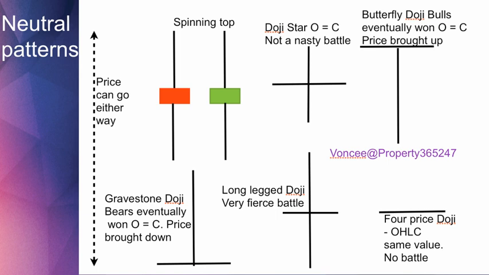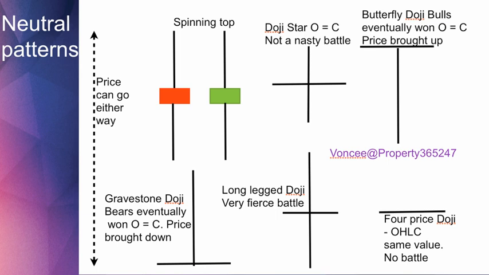Then you've got the butterfly doji. So you can see that what happened is the price was pushed down, that T shape, the price was pushed down, but eventually the buyers brought the price back up again. So the bulls eventually won.